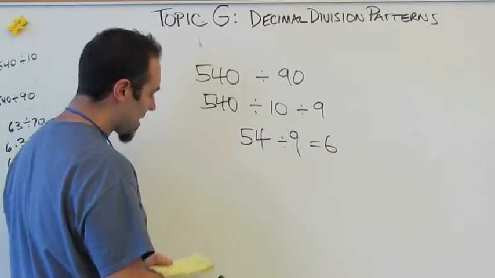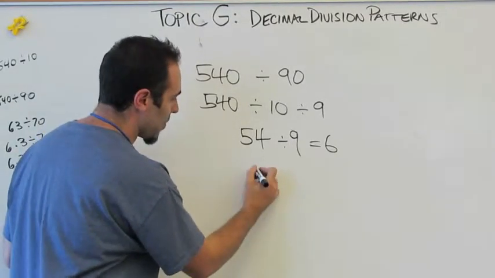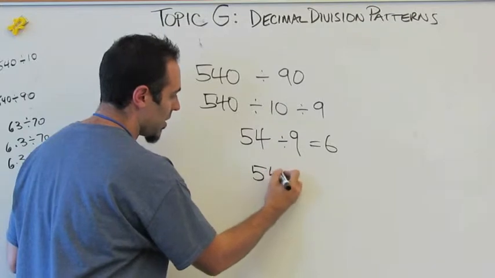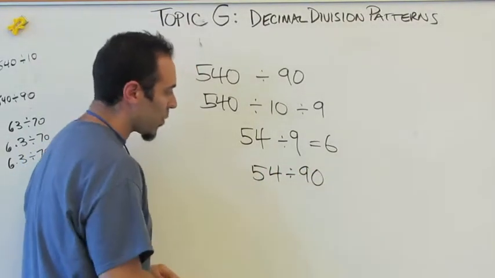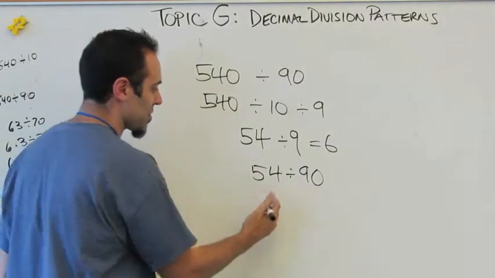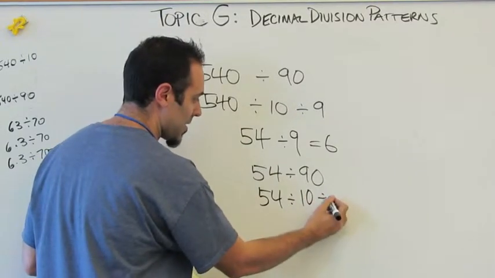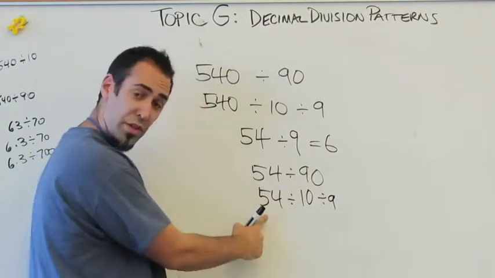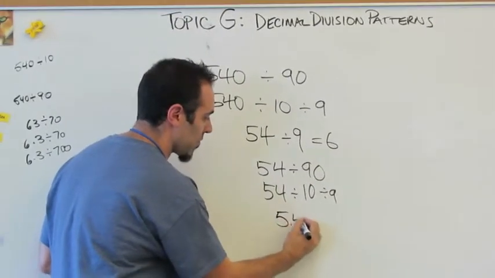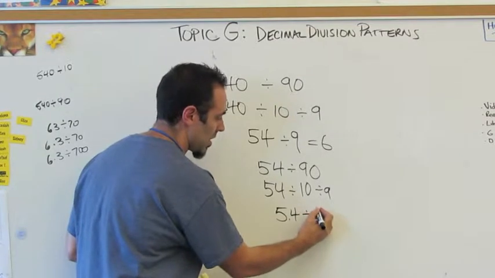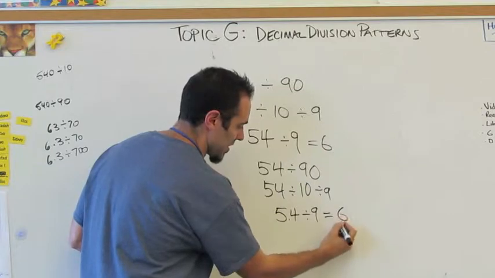And if we had 54 divided by 90, then we would do the same thing. We would first divide 54 by 10, and then again by 9, which would move the number 54 over on the place value chart one time. So we would have 5 and 4 tenths, and then we would divide that by 9, and we would have 6 tenths.